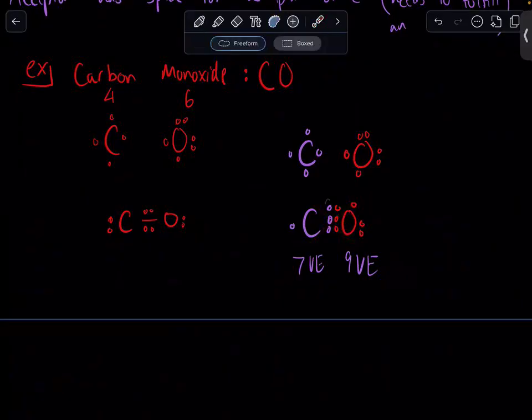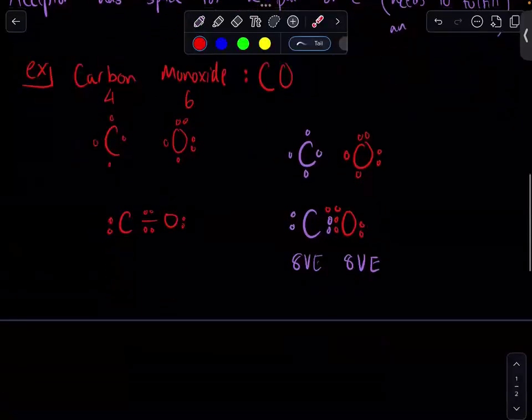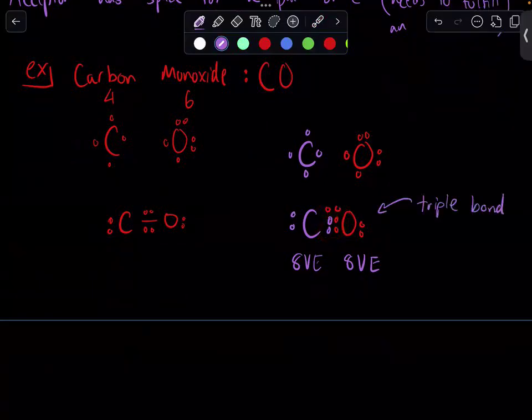So it turns out the way it does work is if oxygen donates both electrons for that third bond. And now in this case, we have 8 valence electrons and 8 valence electrons. So in this case, we have 2 regular covalent bonds and 1 coordination bond. So this is a triple bond with 1 being a coordination bond.